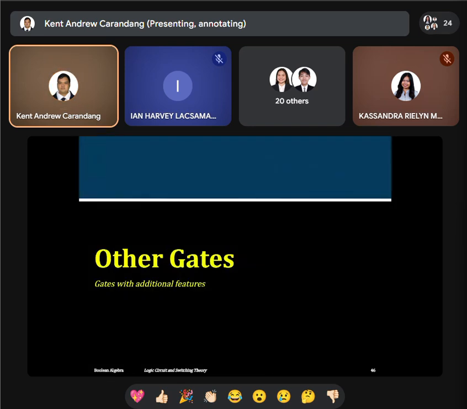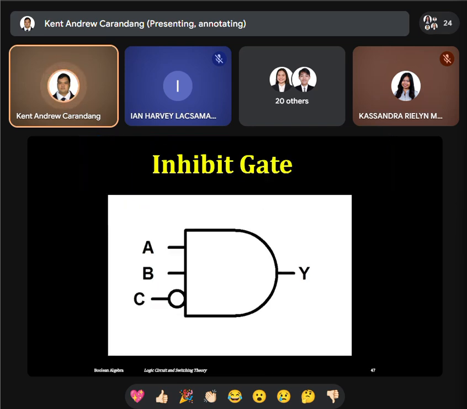Okay. So other gates. So this is the inhibit gate. So I will just show you the representation and not further on the conceptual part since it is already given in your references. Your reference, the website, okay, the module.